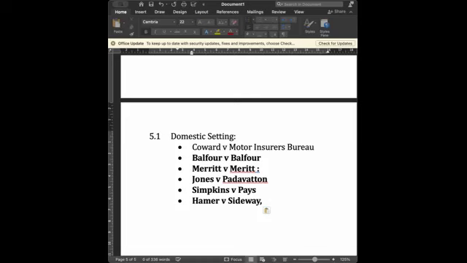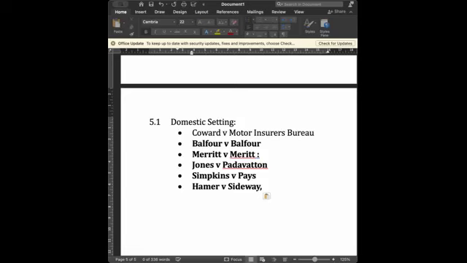So bear in mind that in a domestic setting, it's only a presumption that the agreement will not be intended to create legal relations. And you have the authorities there: Coward and Motor Insurance Bureau, Balfour and Balfour, Merit and Merit. But remember Merit and Merit, that even though it was a husband and a wife, because they were separated, the presumption was rebutted because they're not living in what? In amity. Remember Jones and Padavatin, father and child. The court would hold that there was no intention to create legal relations. Remember Simpkins and Payee, that even though it was in a domestic setting, if you can see a commercial flavor, we will say that there was an intention to create legal relations.